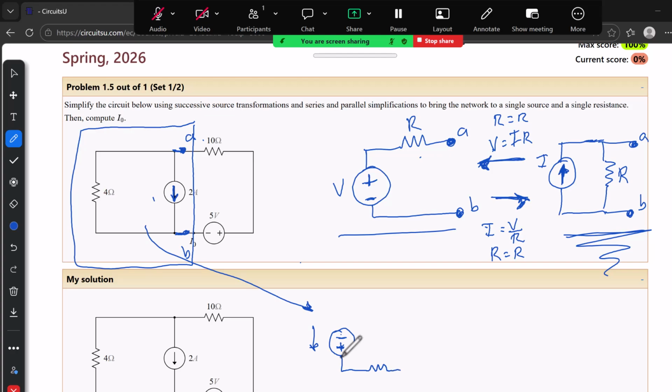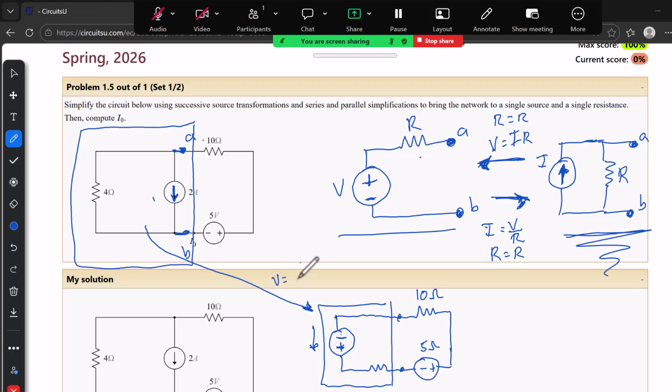And then we put our resistor here, and then notice that this is where our chunk of the circuit has been transformed, and then the rest of the circuit is going to be the 5-volt source and then the 10 ohm resistor. So the way that this will work then is V equals IR, so it's going to be 2 times 4, which is going to be equal to 8 volts, and then the resistor stays the same. So this is what we're going to be doing.